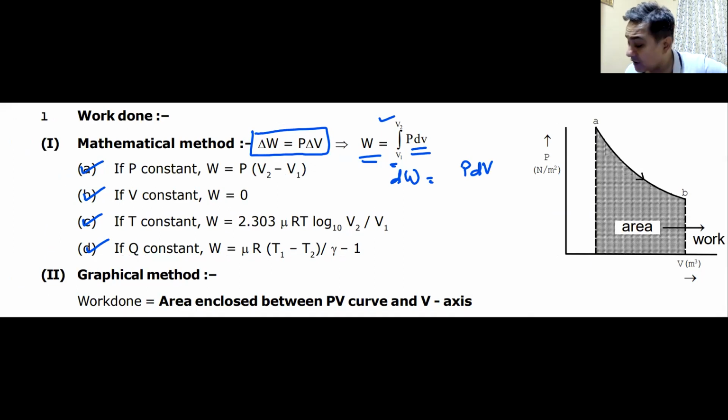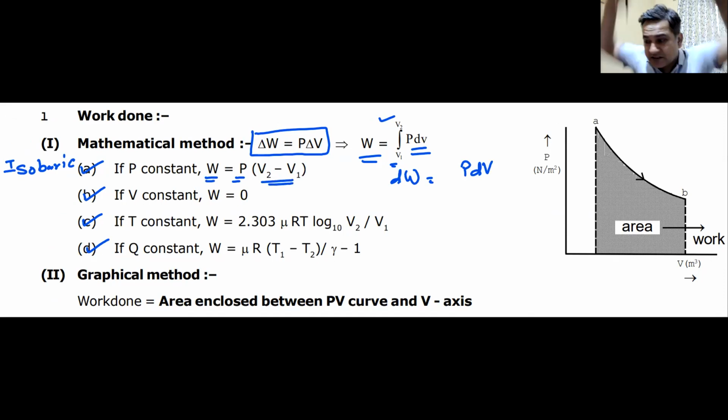Everyone must write. The first process where pressure remains constant is known as isobaric. Do we know this? Yes or no? Isobaric process, do we know this? Tell me. Yes. Work done is P, pressure, which is constant, multiplied by change in volume. Do you all understand this?